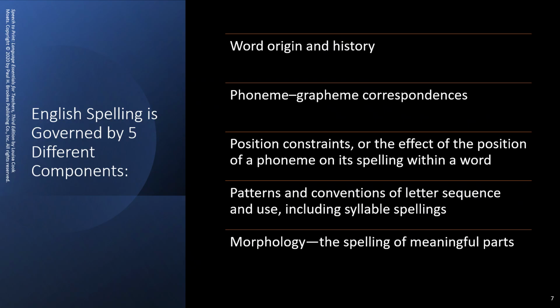Pulling this together, the 5 different things that govern English spelling in our alphabetic orthography. The word origin and history. On the previous slide, we looked at some of the Latin roots. The phoneme-grapheme correspondences. Those do govern spellings, but again, it's not 100% predictable alphabetic orthography. The positional constraints, the effect of the position of a phoneme on its spelling within a word.